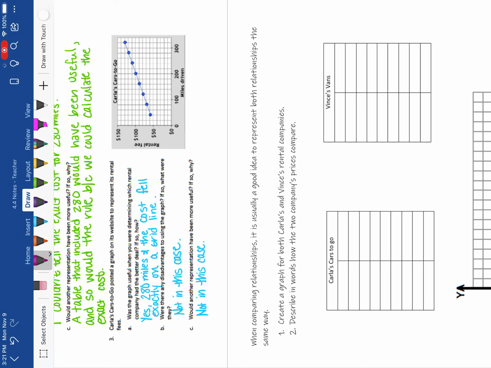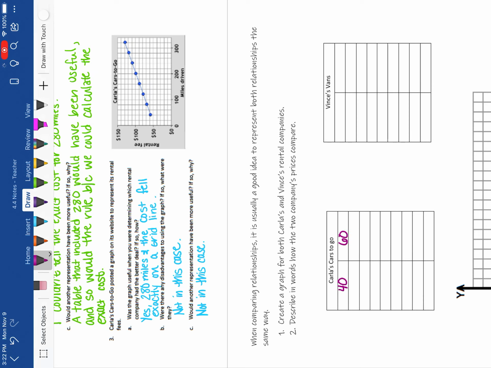Okay, so I'm looking at Carla's and I have 20, and all I'm going to do is pull the points. So I have 20, 40, 60. So I have the point 40, 60, and then I have the point 80, 70.